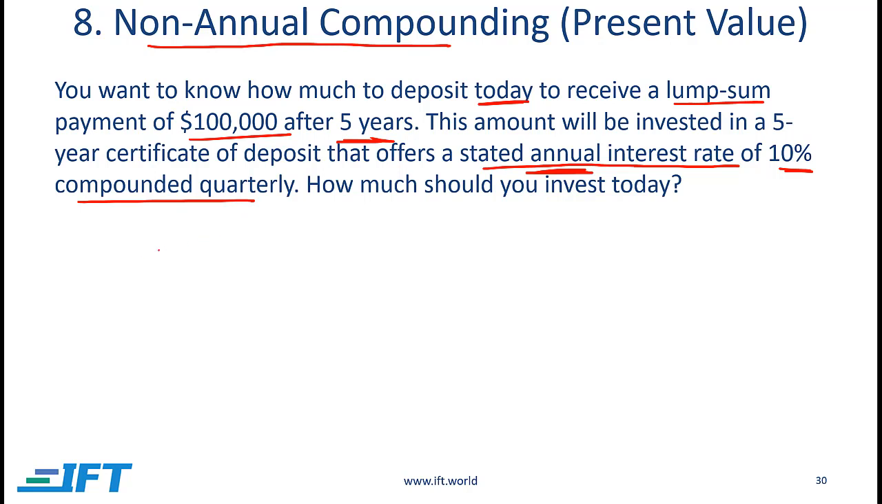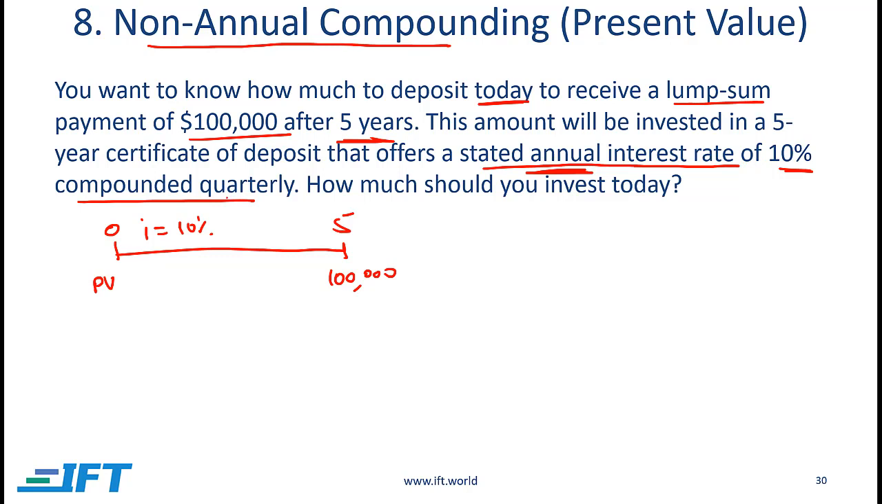Before we start solving this, let's make sure we understand what's being asked. We have a 5-year time period. We want 100,000 after 5 years, and we need to calculate the present value today. We are given the interest rate, which is 10%, but we are told that this is the stated annual interest rate and it is compounded quarterly.